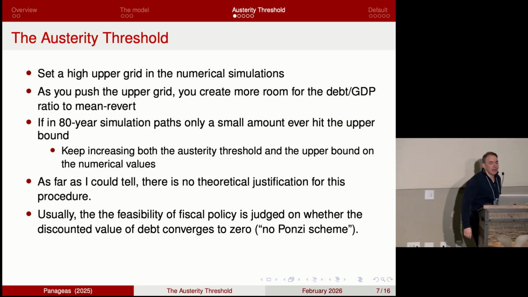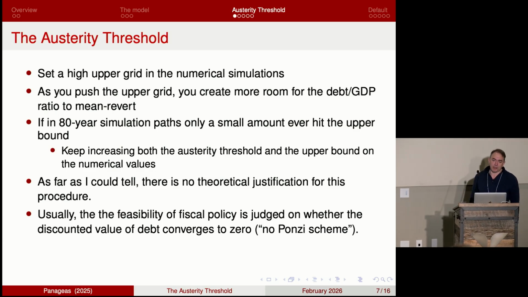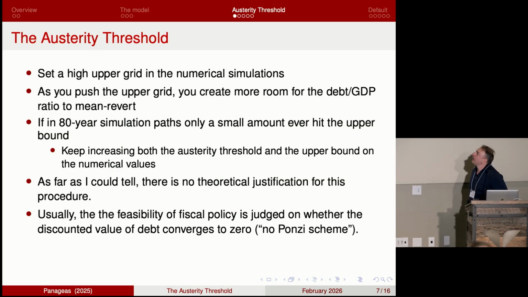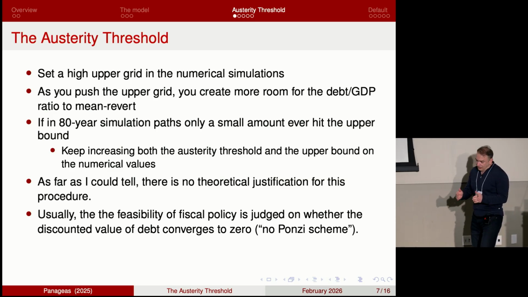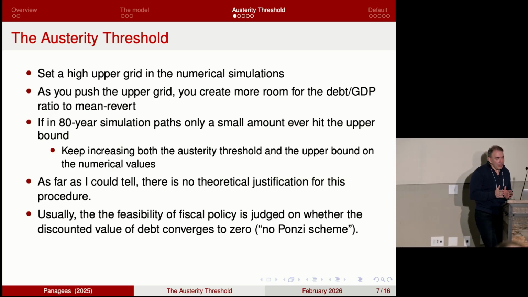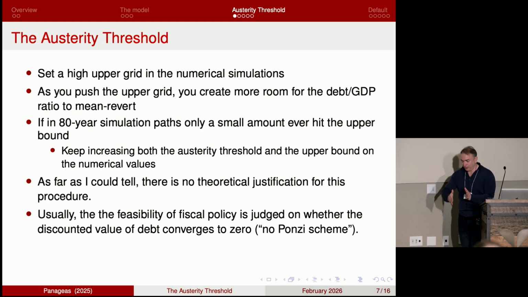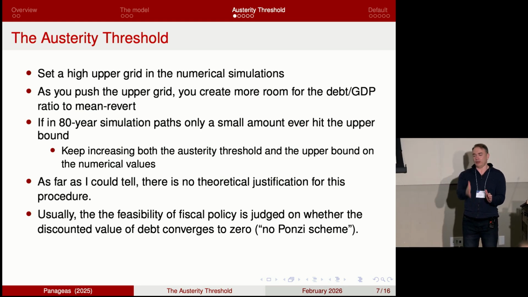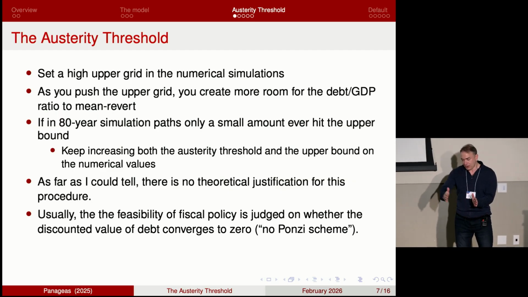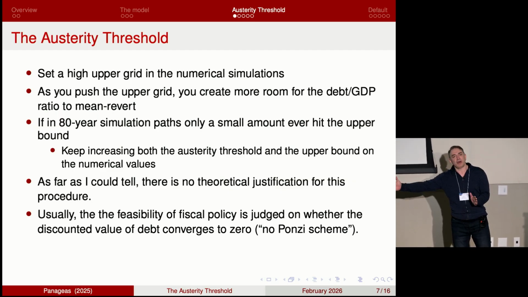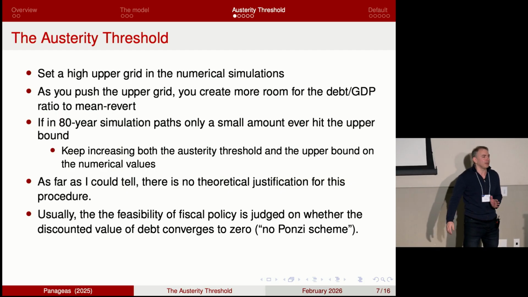And the way that's going to happen is they're going to set an upper grid on the numerical simulations of the highest possible values that debt can take, and they're going to say, as you push that upper grid, you create, for a fixed delta bar, if you say, I call a given number for this upper delta bar when I'm going to intervene, and then as I start pushing the highest possible value of the debt to GDP ratio I'm going to consider in my simulation, I give my model more time to mean revert.